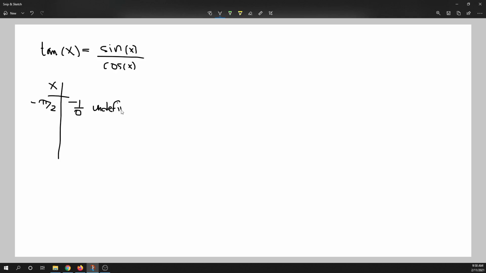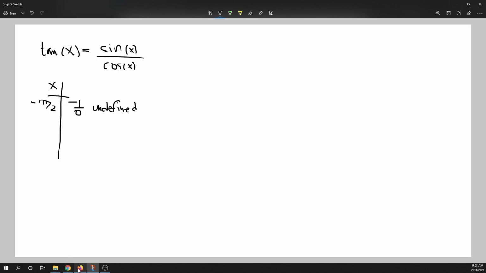All right, so it turns out you can't take the tangent of negative pi over 2. So that means that negative pi over 2 will not be in the domain of the tangent function. It's undefined there. So you can't take the tangent of negative pi over 2.